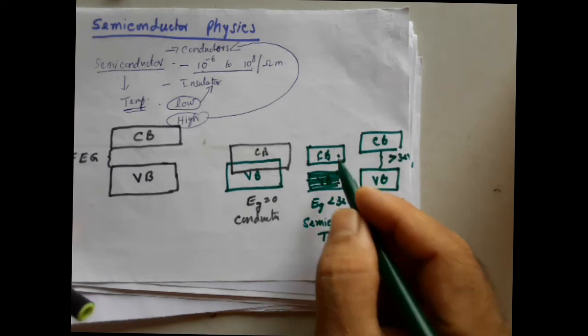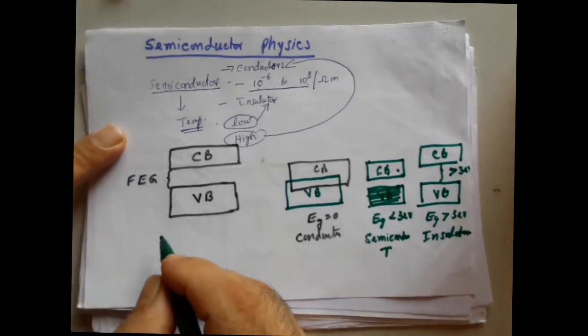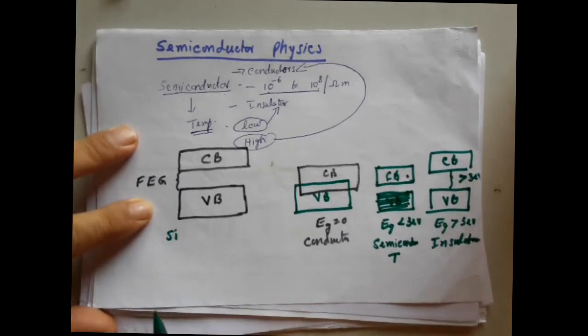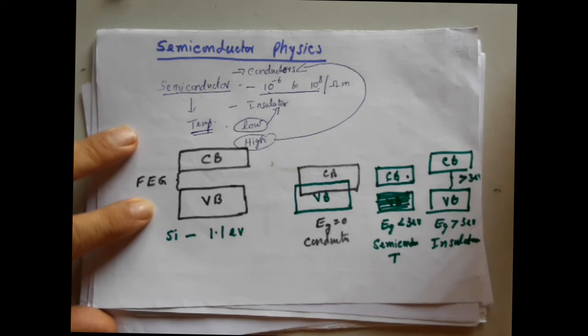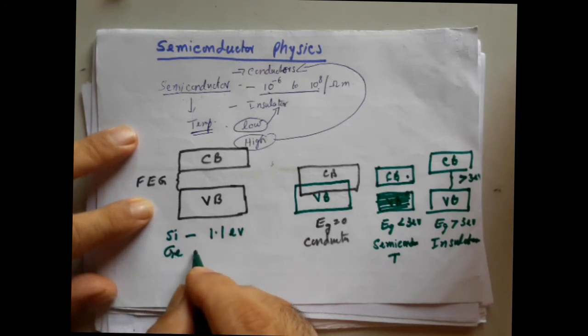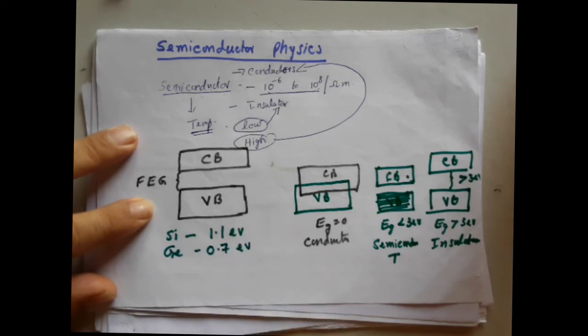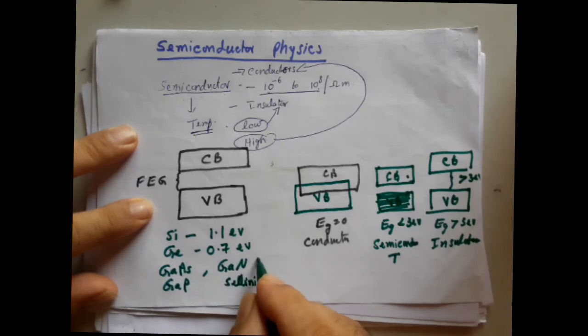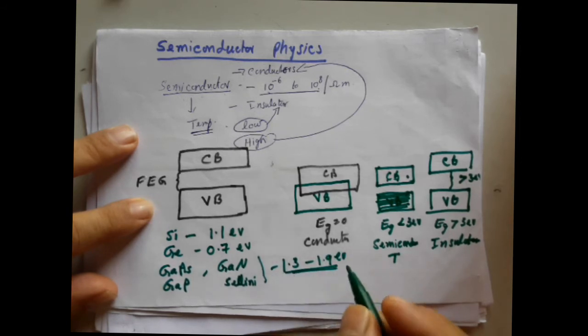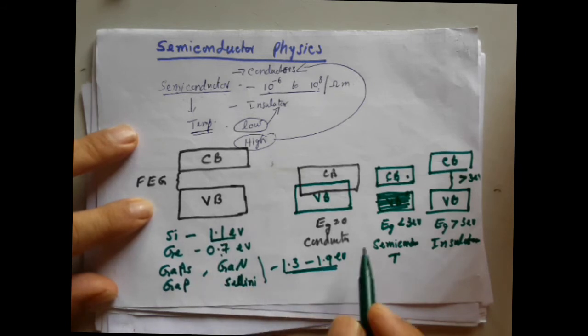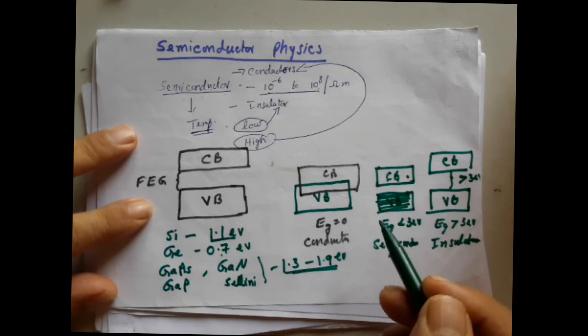Now the question is this: in this kind of semiconductor, how much is the energy gap? Let us take the example of silicon. Silicon is a very good example of a semiconductor, which has an energy gap of around 1.1 electron volt. Germanium also is a very good example, with 0.7 electron volts. Other than that, we have maybe gallium arsenide or gallium phosphide or gallium nitride or selenium. These are various examples where the energy gap may lie between around 1.3 and 1.9 electron volts. So having a smaller energy gap, in this range, such kind of materials are what we call semiconductors.